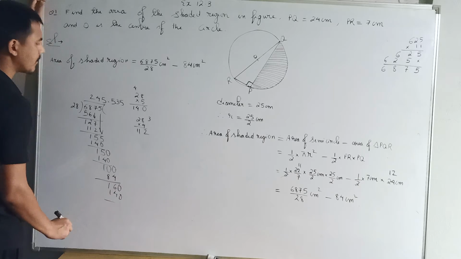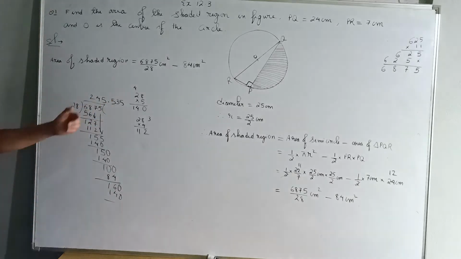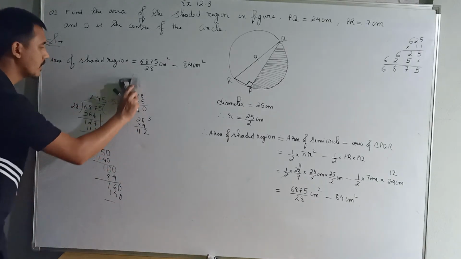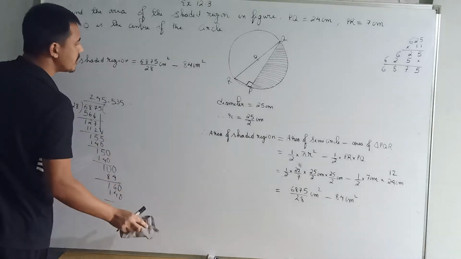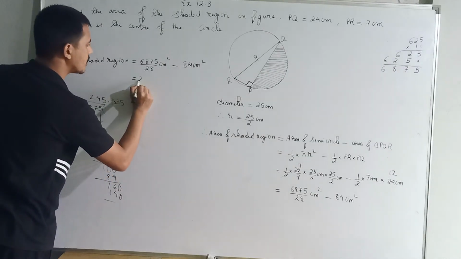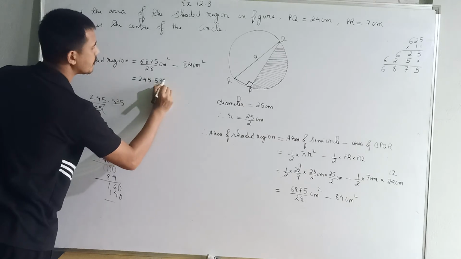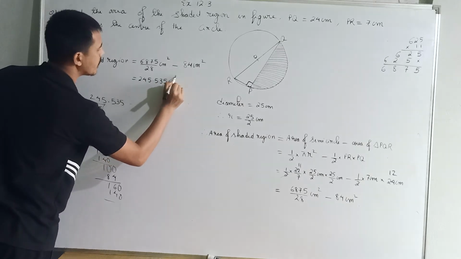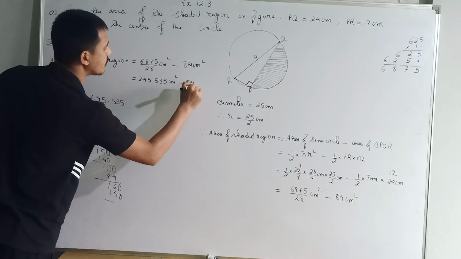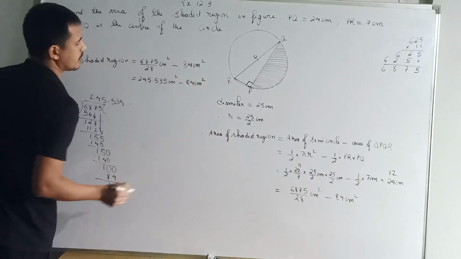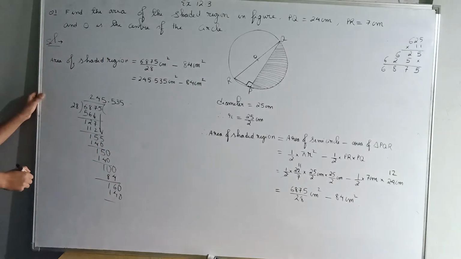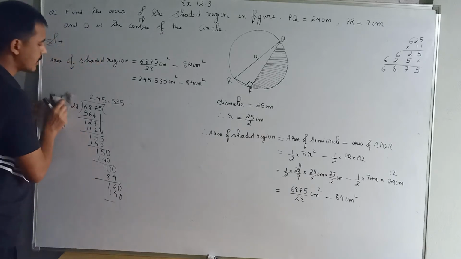I think that should be enough. After decimal we have taken up to 3 digits, so that should be enough. So this division gives you 245.535 centimeters square minus 84 centimeters square. Okay, 84 square centimeters. So let us subtract them.